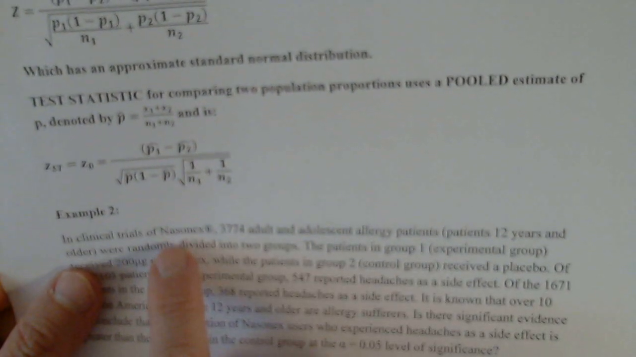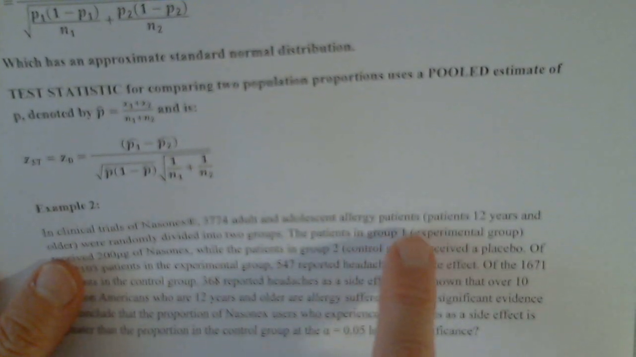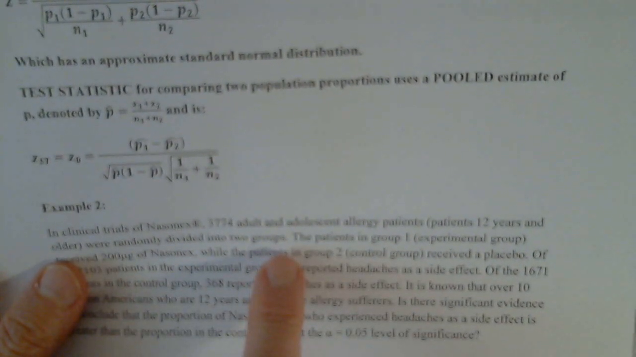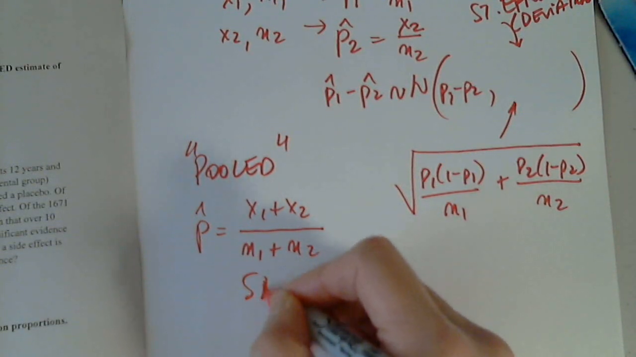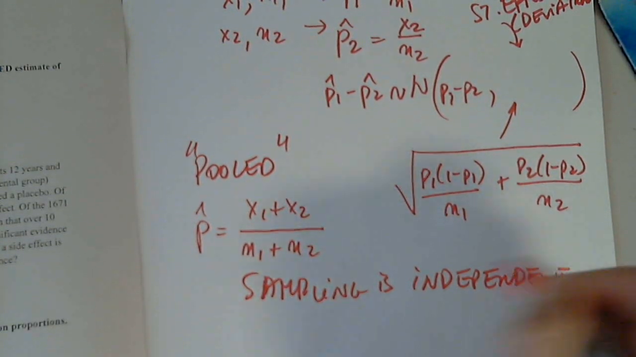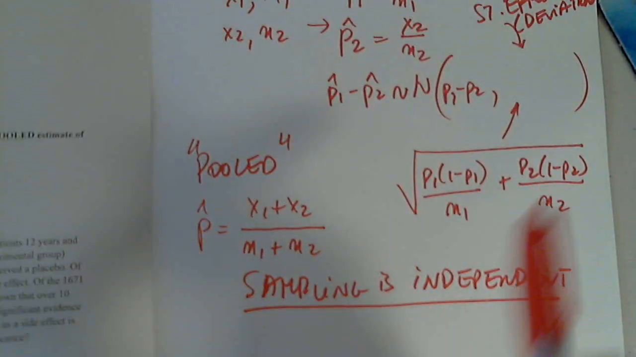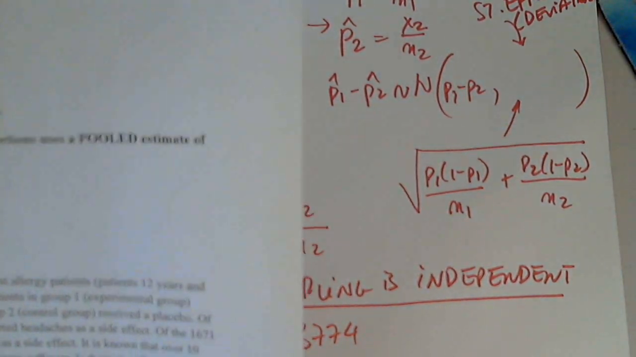Okay, so let's take a look at our first example. In clinical trials of, I believe, Nasonex, 3,774 adult and adolescent allergy patients were randomly divided into two groups. So obviously this tells me that the sampling is independent. No one from the first sample is connected in any way to anyone in the second sample. So a total of 3,774 patients.